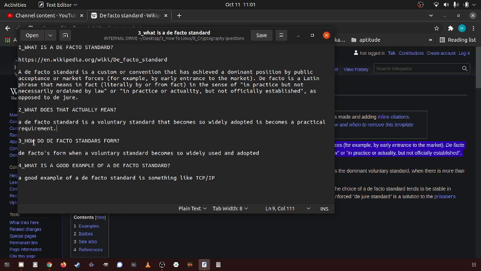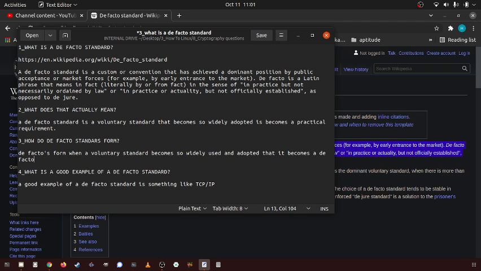How do de facto standards form? De facto standards form when a voluntary standard becomes so widely used and adopted that it becomes a de facto standard and a requirement.